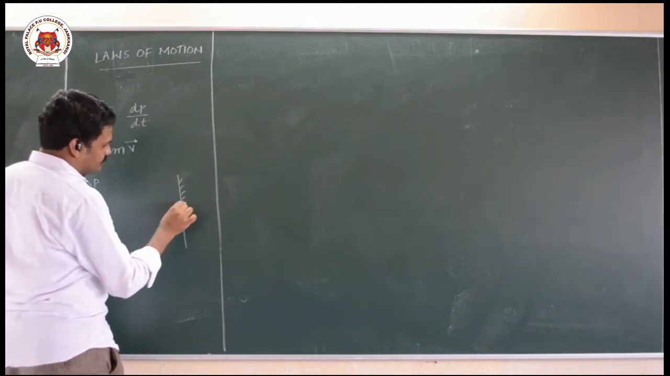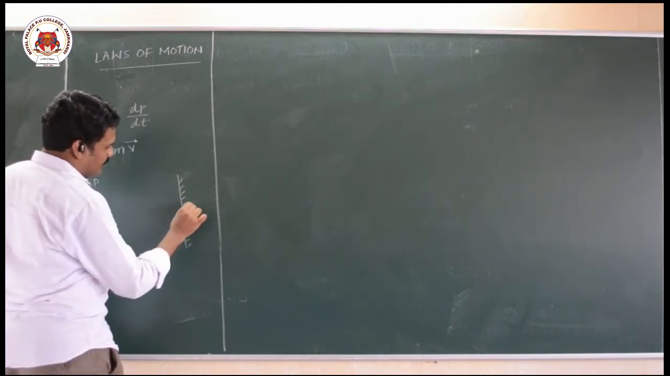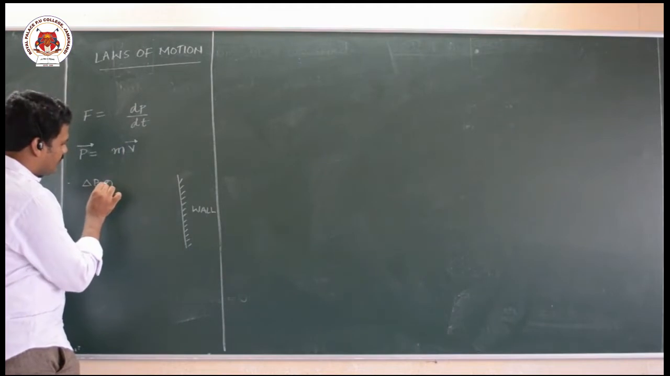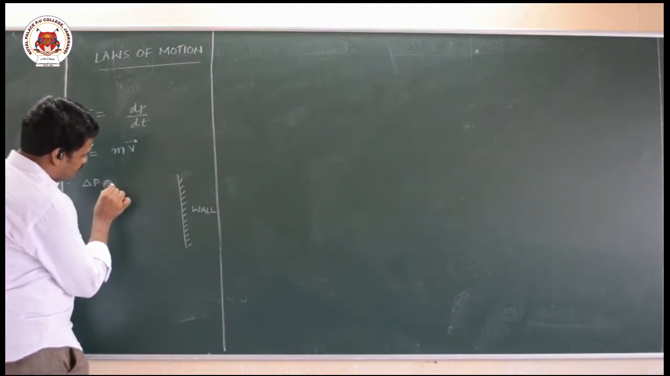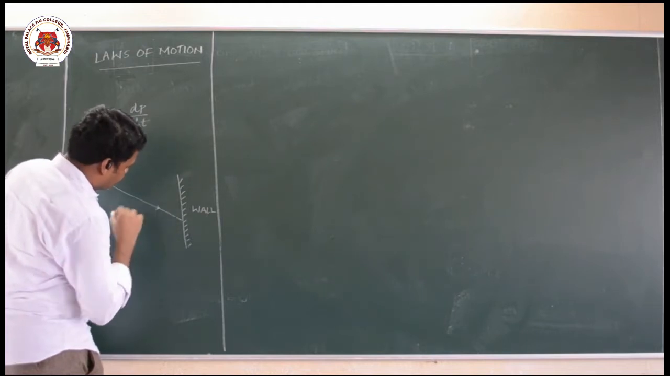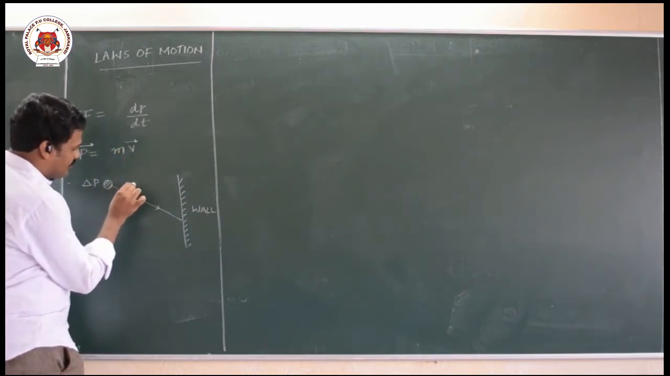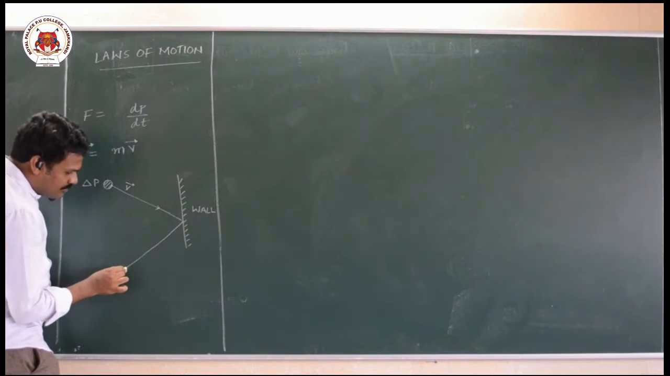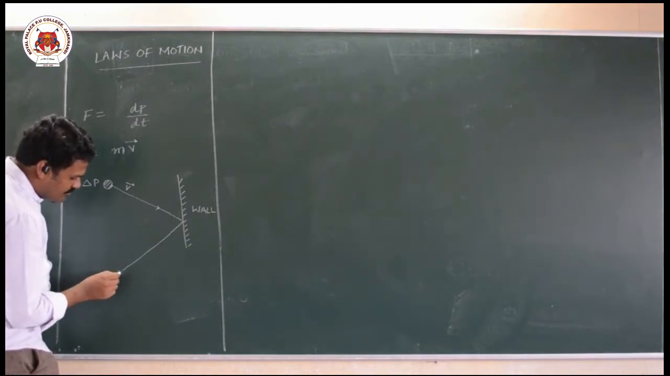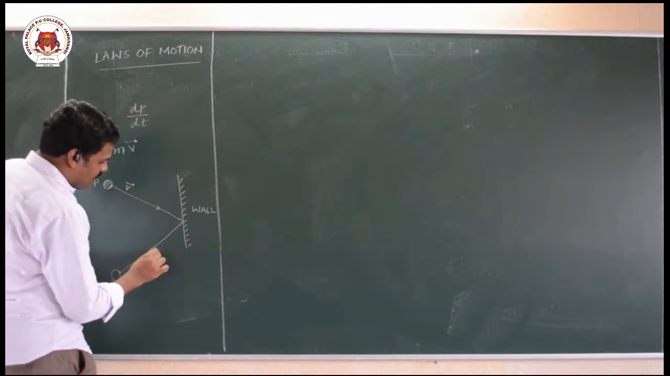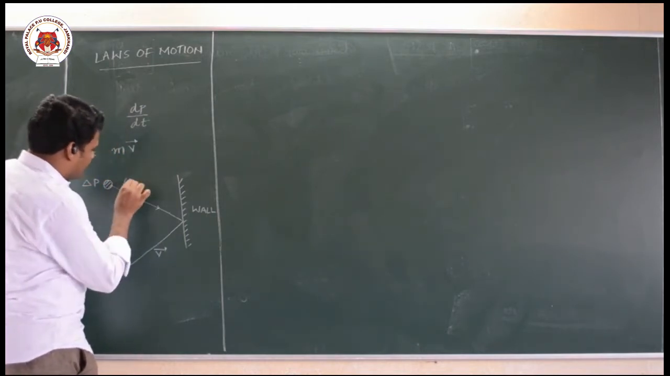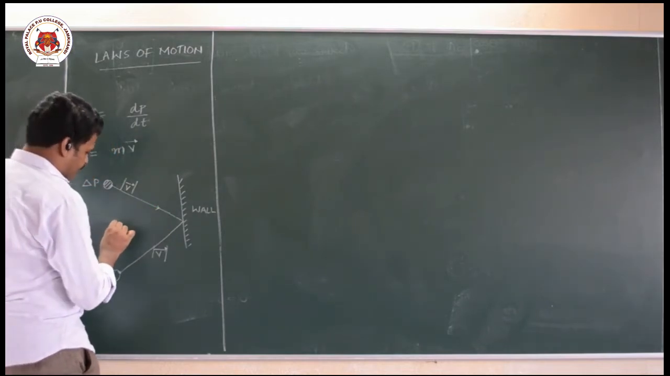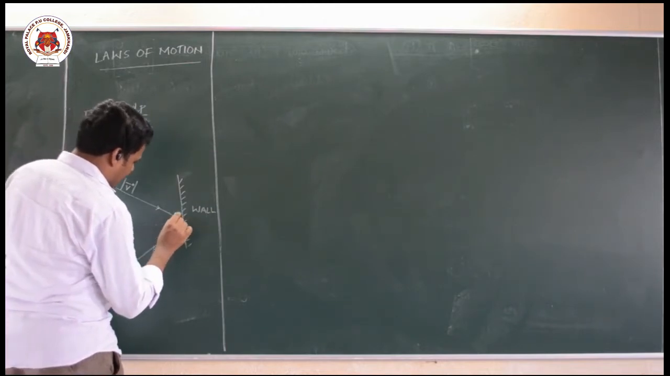Let us take a fixed wall. On this fixed wall, a particle is hitting. It is traveling with a velocity v. It hits this wall here, then bounces back like this with the same speed. Then what is the change in momentum in this case? Here we can take the angle with the normal to the wall as theta.